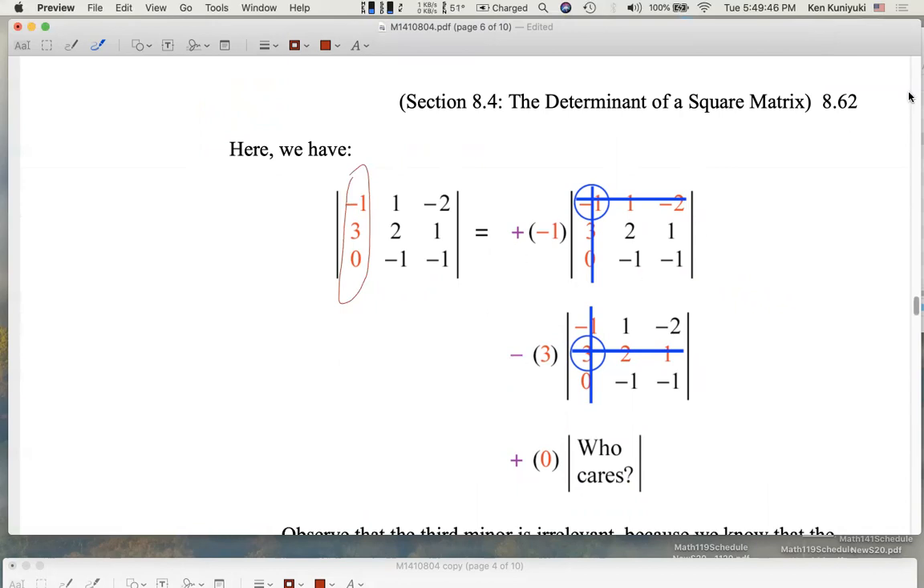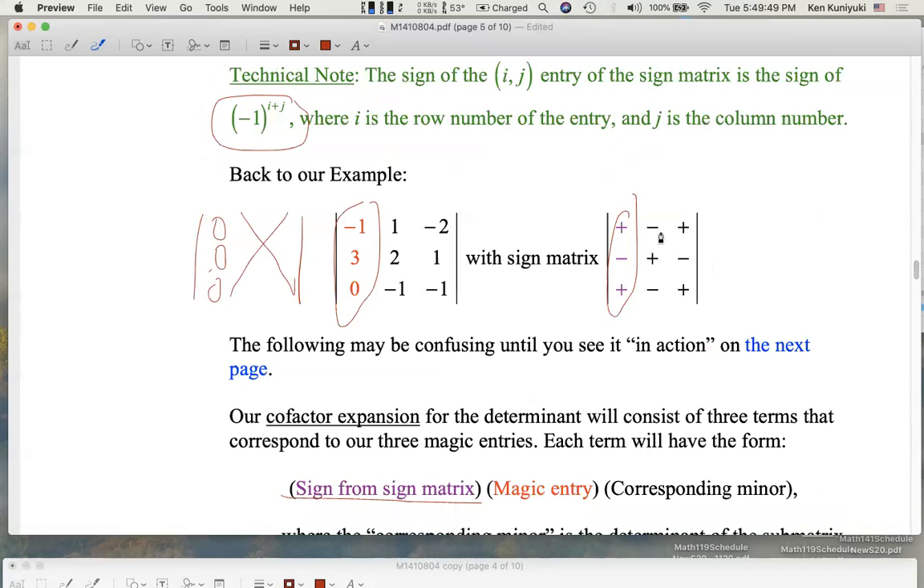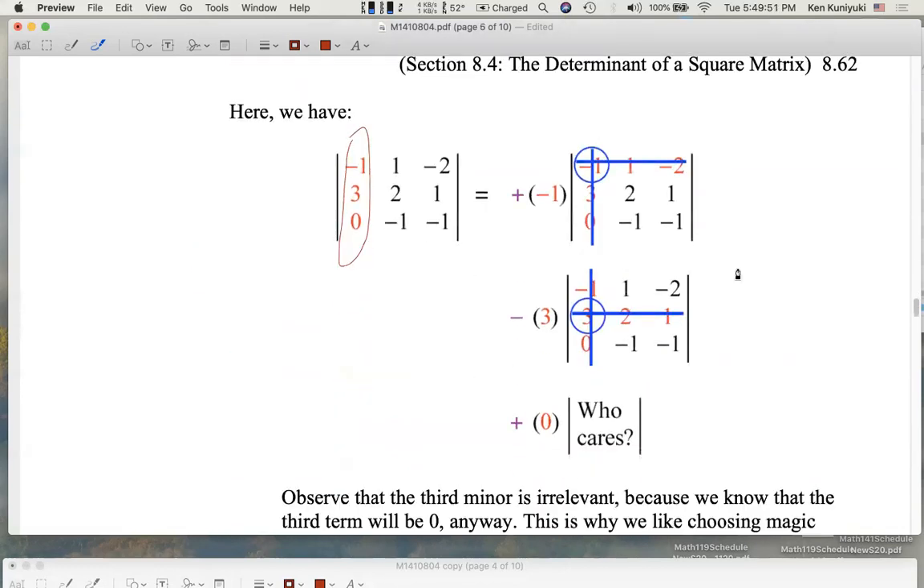Now, the signs from the sign matrix go plus, minus, plus. The magic entries go -1, 3, and 0. I'm setting up this template. The submatrix is the hardest part.